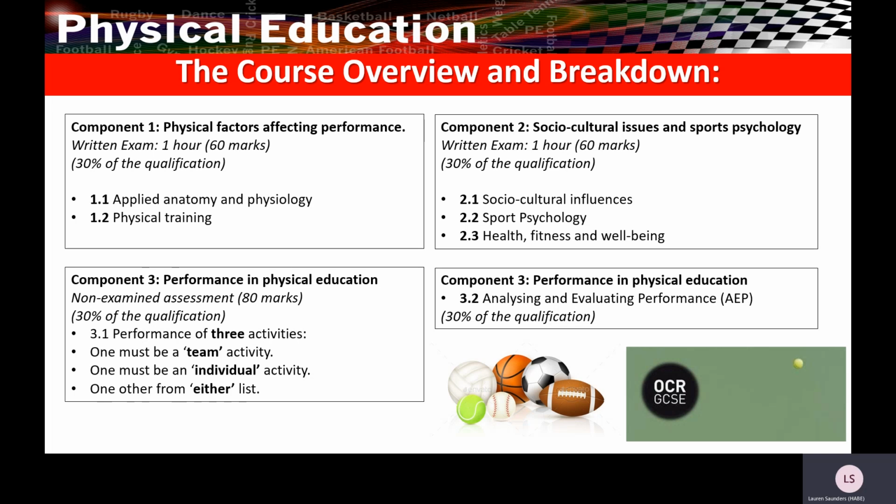Then component three is performance in physical education. It's a non-examined assessment, made up of 80 marks, and it's 30% overall. You do a performance in three different sports. It can be two team sports and one individual sport, or one team sport and two individual sports. It's completely up to you, and depends on what your sports are and how they fall.